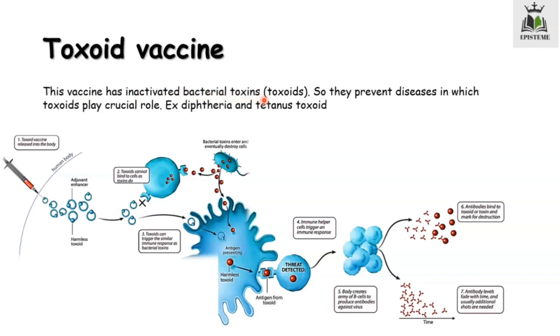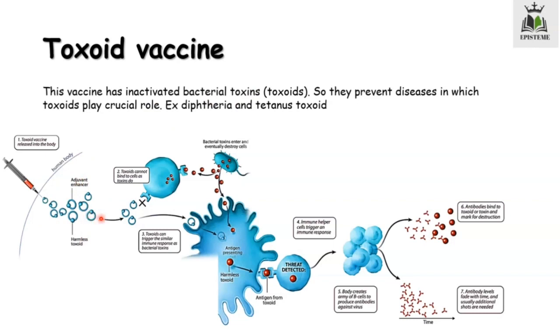So examples are diphtheria and tetanus toxoid. We introduce them in the body, and remember that we tag these toxoids with adjuvants, because adjuvants enhance the immune response. We already know that.